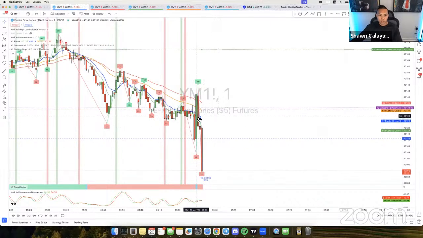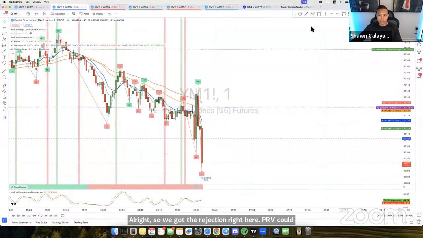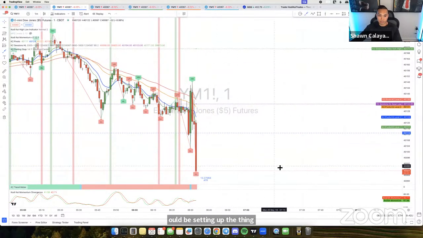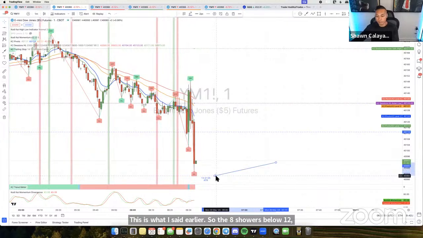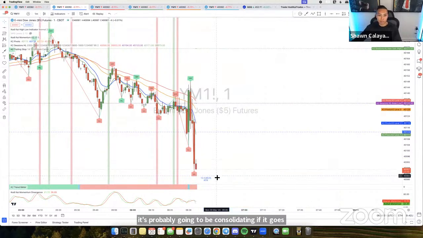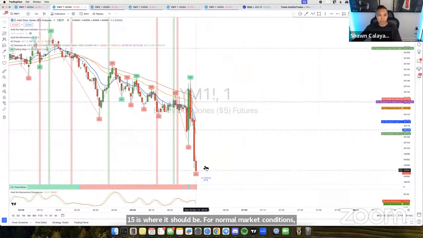All right, so we got the rejection right here. The PRB could be setting up. The thing that you want to look out for, and you can see the ATR is now above 13. This is what I said earlier. I said if the ATR is below 12, it's probably going to be consolidating. If it goes above 12, it's probably going to start moving directional. 15 is where it should be for normal market conditions, but if this stays above 12, it's probably going to continue to move directional.